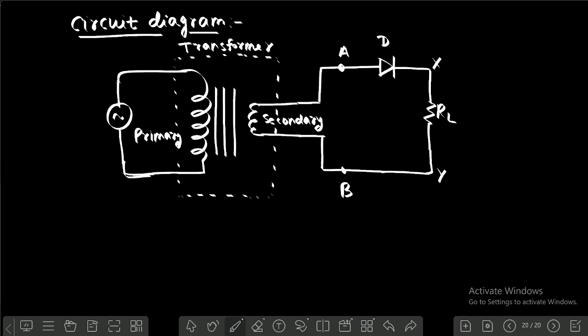Next you write the working, in two points. During the positive half cycle it conducts; during the negative half cycle it does not conduct. Then they ask you to draw the input and output waveform. Now the working: I'll write two points. First point, listen.